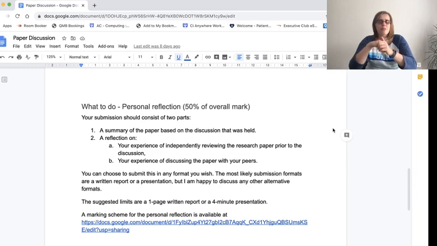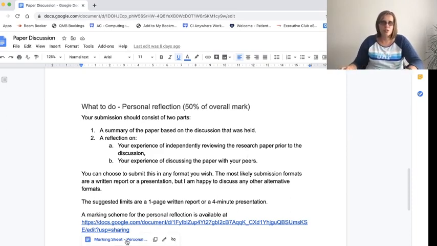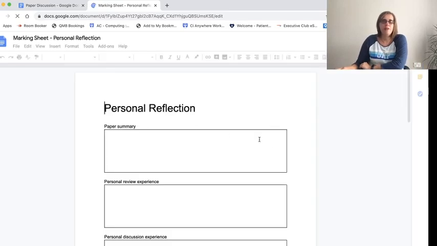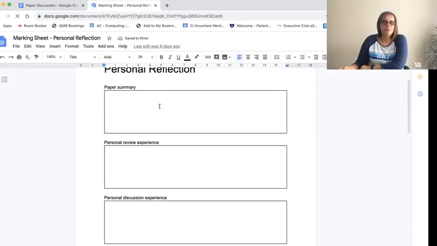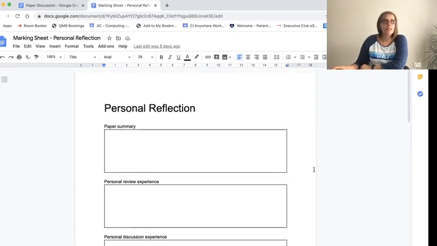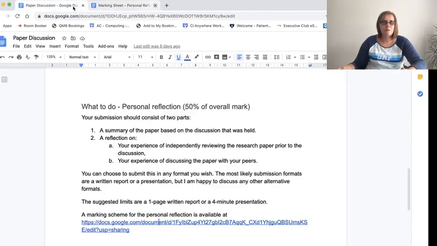My suggested limits, just to keep this manageable for you as well, are a one-page written report or a four-minute presentation. But that is flexible, so if you think you really have a lot to say, go for it, but one page is what I'm expecting. Again, there's a marking scheme for this, which is basically part 1, part 2A and part 2B. If you're writing it and you want to lay it out using those headings, that makes life simple. So that's probably a nice structure to start with.